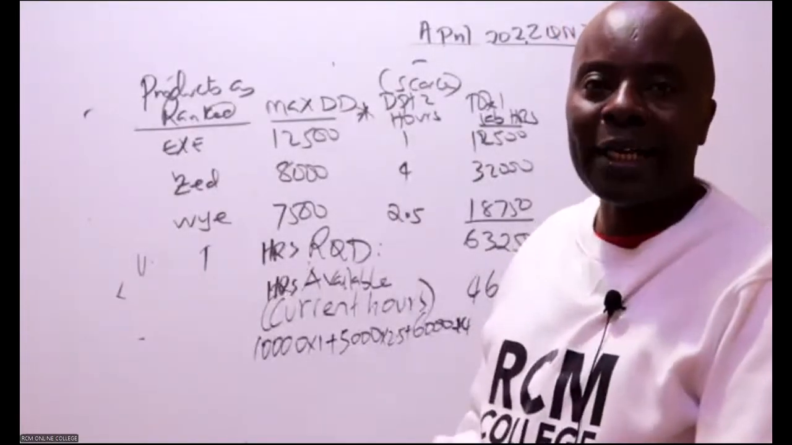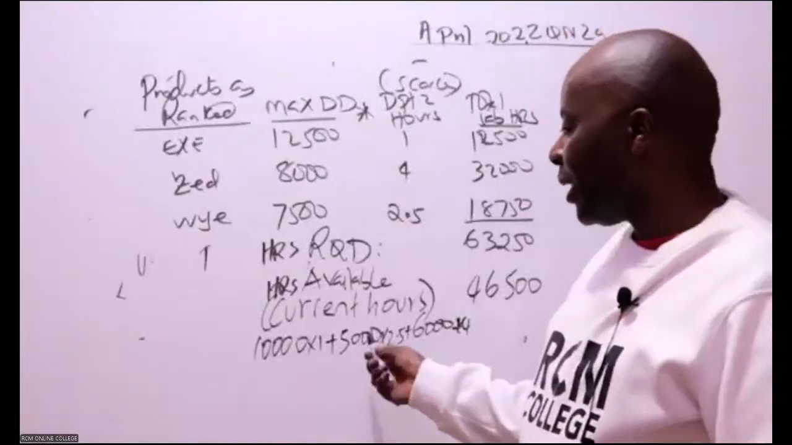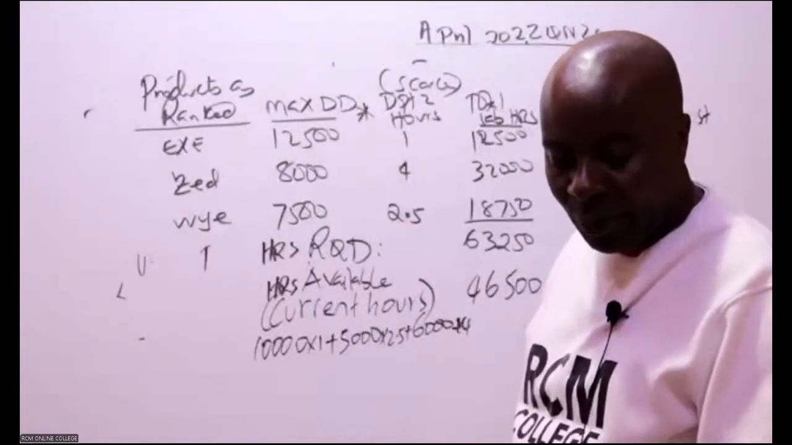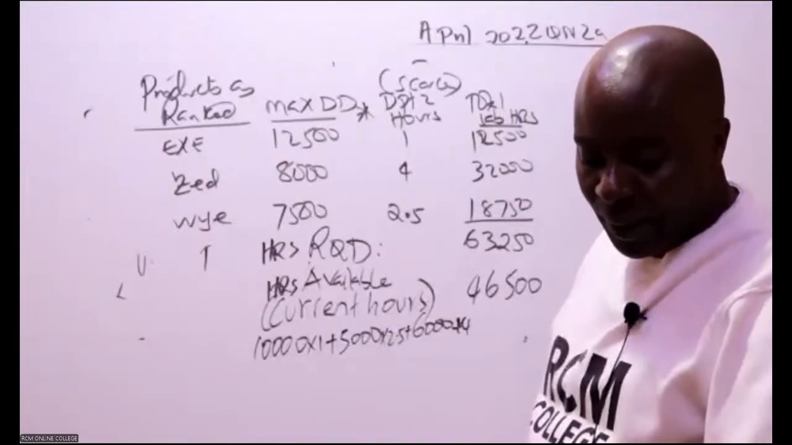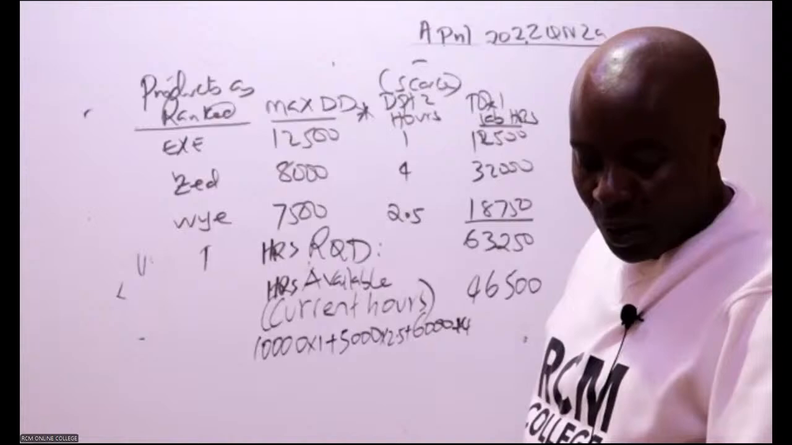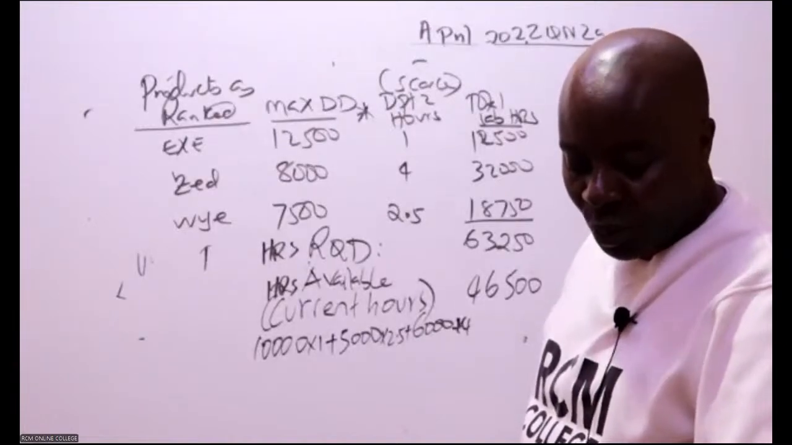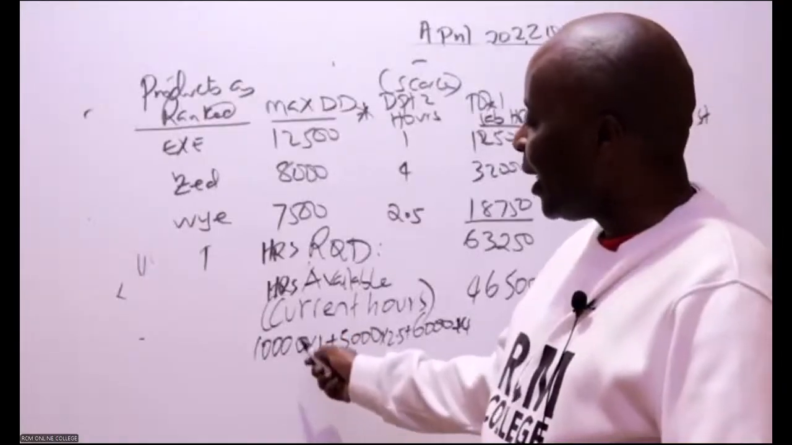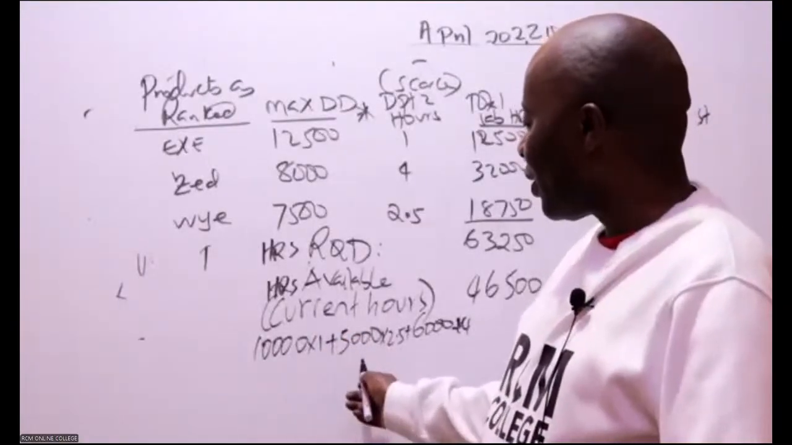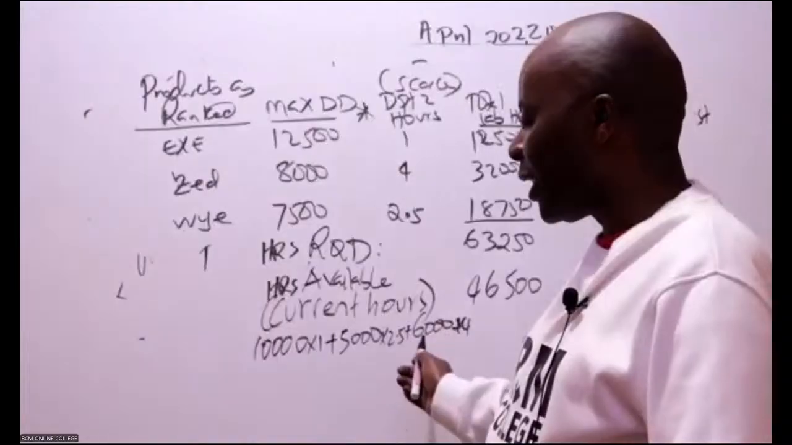So using the current production, you can see from that table Department 2 hours for each unit. If you track that down, it's 1, 2.5, and 4. That's per unit. So you multiply this with the number of units: 10,000 times 1, plus 5,000 times 2.5, plus 6,000 times 4.